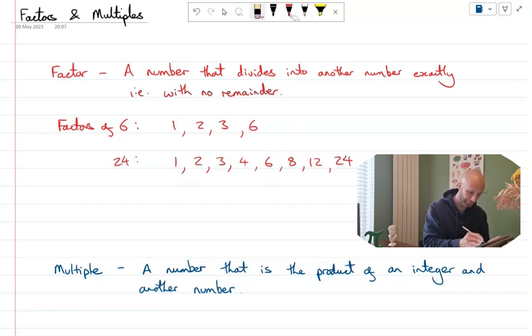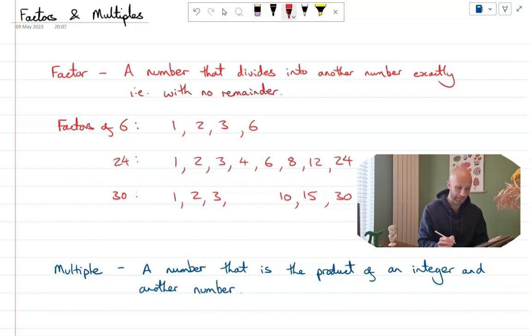30, so 1 times 30. 2 goes in, so we'd have 2 and 15. We'd also have 3, because 3 times 10 makes 30 exactly. And then we'd have, rubber stopped working. 4 doesn't go in, so we don't include 4. 5 goes in, it goes in 6 times. And then 6 we know is already included on the list, so we stop.